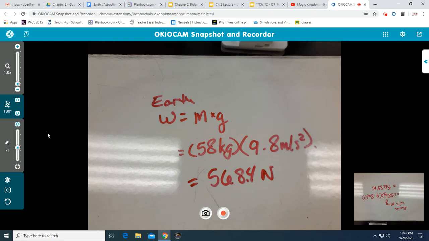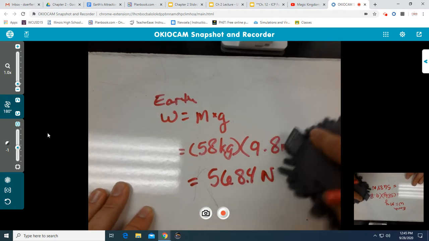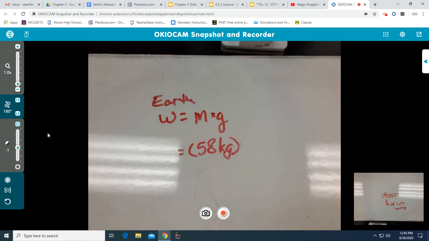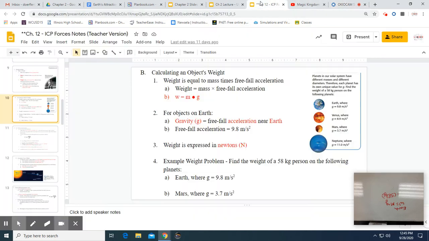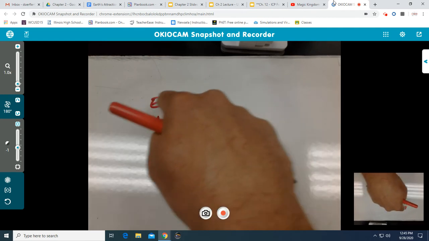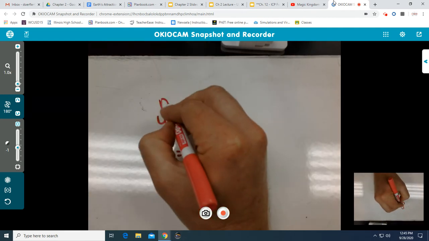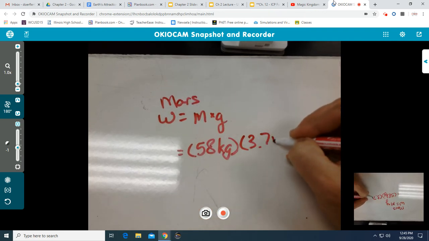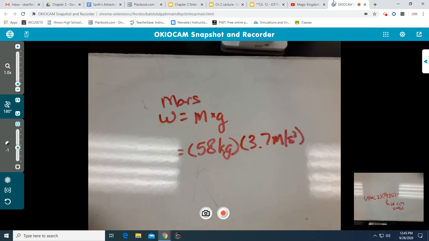But now we are asked to find that same individual's weight on Mars. And if we go back, we see that Mars was 3.7 meters per second squared. So I'm just going to replace that 9.8. Put this as Mars, and just put 3.7 meters per second squared. Go ahead and go back to my calculator here, 3.7.